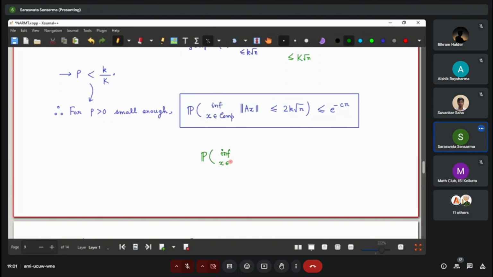Take the infimum over x with norm of x less than some epsilon divided by square root n. This is the correct order of the lowest singular value. Here this is a much stronger bound. This is a lot stronger than we required. We are saying that it cannot be smaller than root n itself.